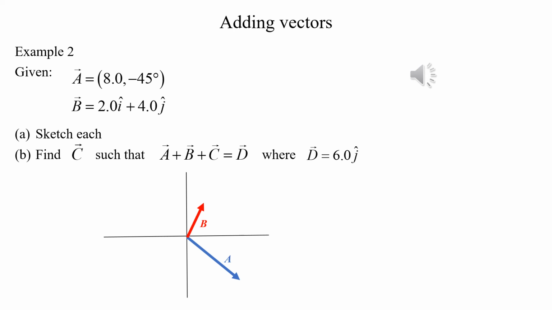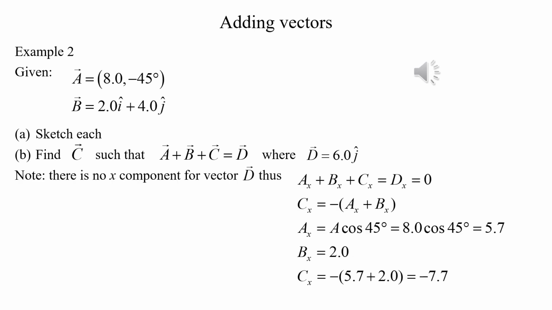Now we want to do part B. That will be in the next slide. So for part B, we want to find a vector C such that when I add A, B, and C together, I get another vector D, where D is equal to 6.0 j hat. Well, notice vector D only has a y component. There's no x component. That means Ax plus Bx plus Cx must be equal to 0, since vector D does not have an x component.